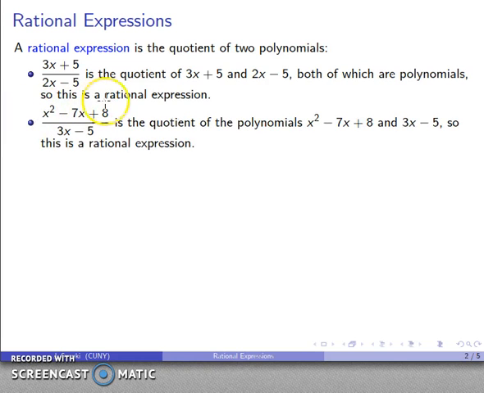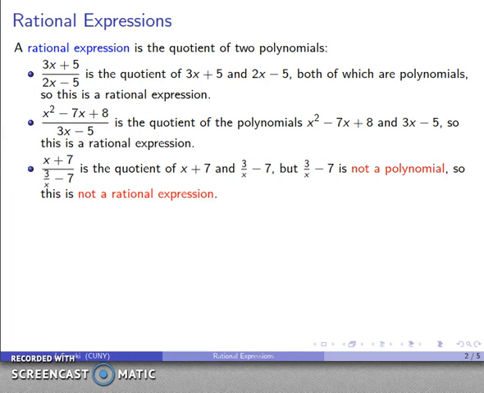Likewise, x squared minus 7x plus 8 over 3x minus 5 is a quotient of two things, both of which are polynomials, so this is a rational expression. x plus 7 over 3 over x minus 7, well, it is a quotient of two things, but one of the things is not a polynomial, so this is not a rational expression. Now, I'll add a small qualifier here.